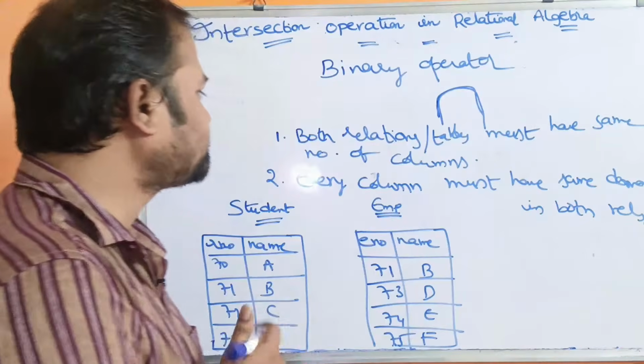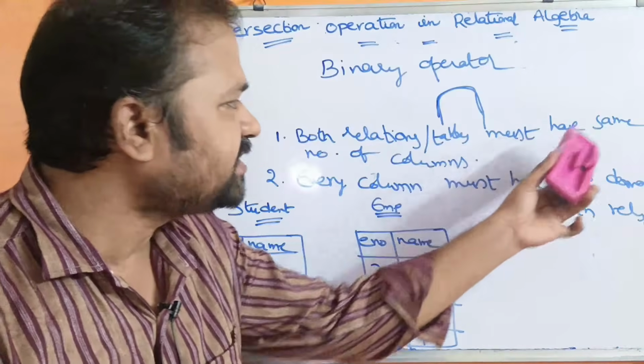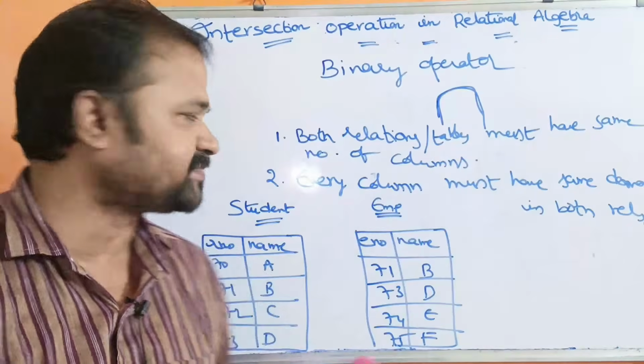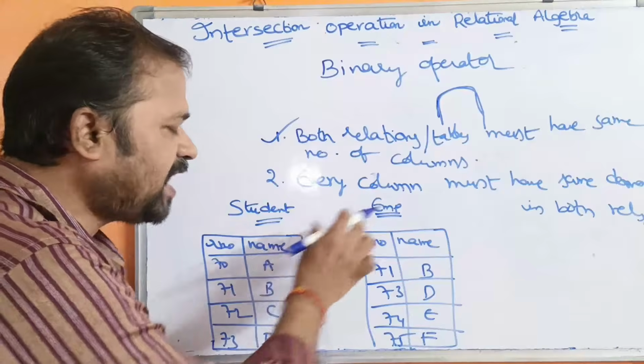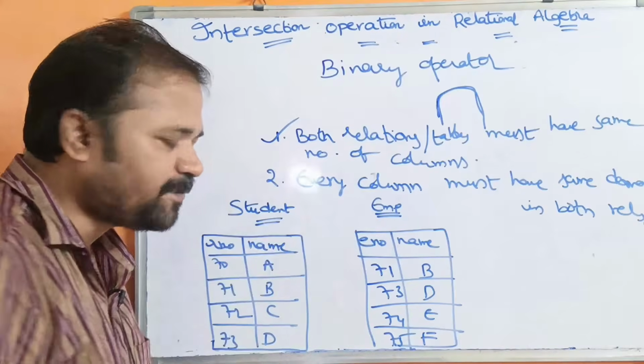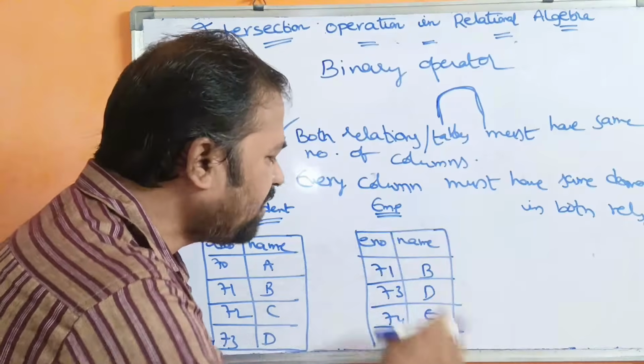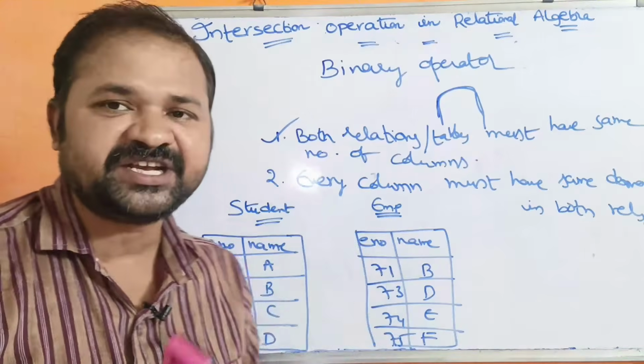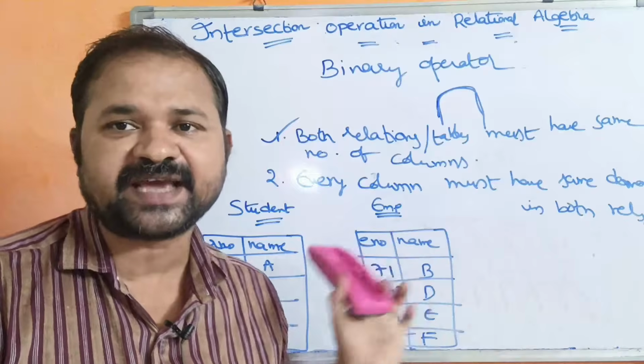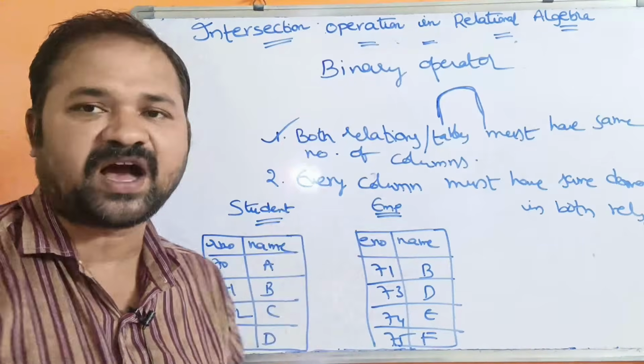Let us see the first condition. Both relations must have the same number of columns. Here in this example we have two relations, student and employee relation. Student relation has two columns, employee relation has two columns. So the first condition is satisfied. Both relations have the same number of columns.